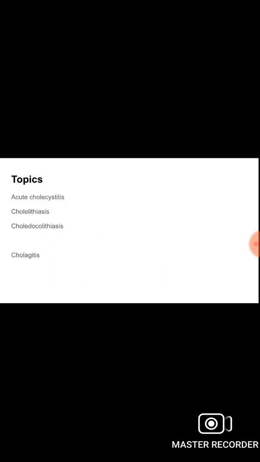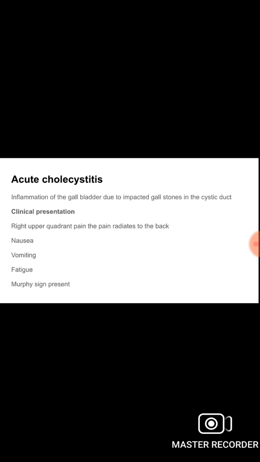Today, we're going to look at conditions of the gallbladder. I made sure I simplified 4 topics, and we'll be done in just 4 topics, and you'll have the utmost understanding of these topics. So, we're going to look at acute cholecystitis, cholelithiasis, choledocholithiasis, and cholangitis. These are the 4 topics that we're going to summarize today, and we're going to make sure you have understanding on them.